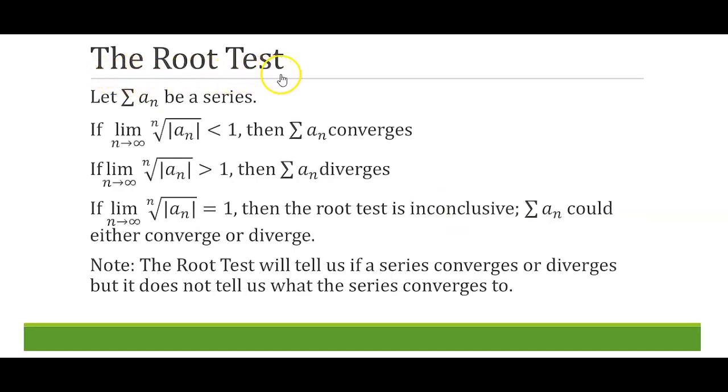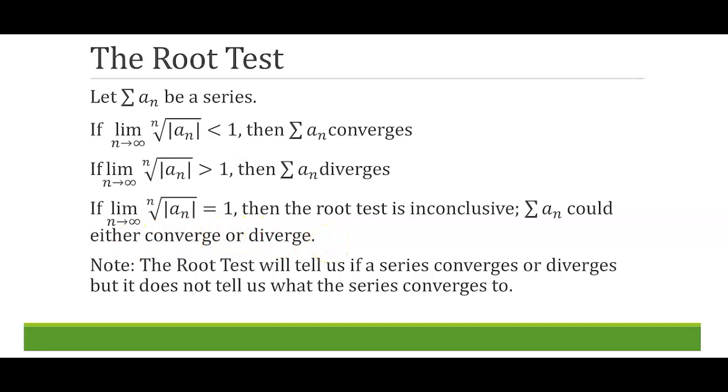The root test. The root test is another test used to determine the convergence or divergence of an infinite series. So let the sum of a sub n be a series. If the limit as n approaches infinity of the nth root of the absolute value of a sub n is less than 1, then the infinite series converges. If that same limit is greater than 1, then the infinite series diverges. And if that limit is equal to 1, then the root test is inconclusive, and that infinite series could either converge or diverge.